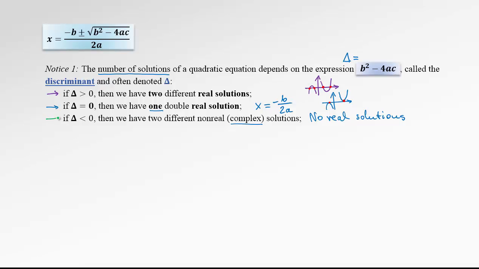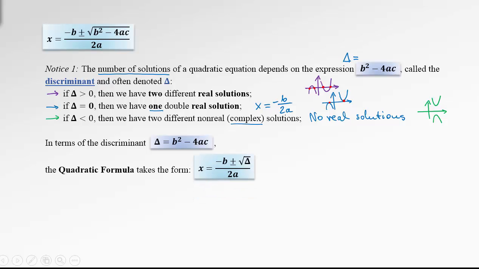And finally, if the discriminant is negative, we don't have any real solution. The situation looks like this. In the system of coordinates, our parabola may look like this or like that. It does not touch the x-axis at all.